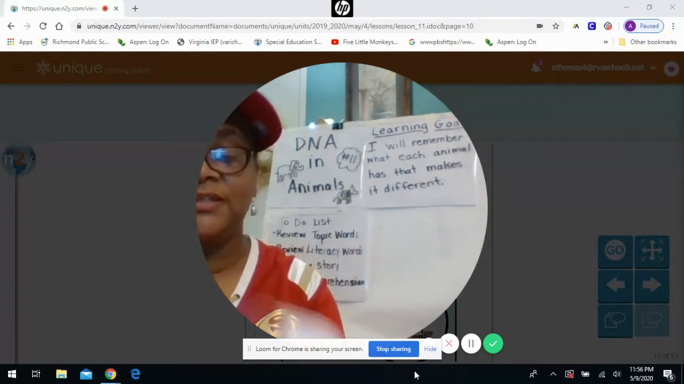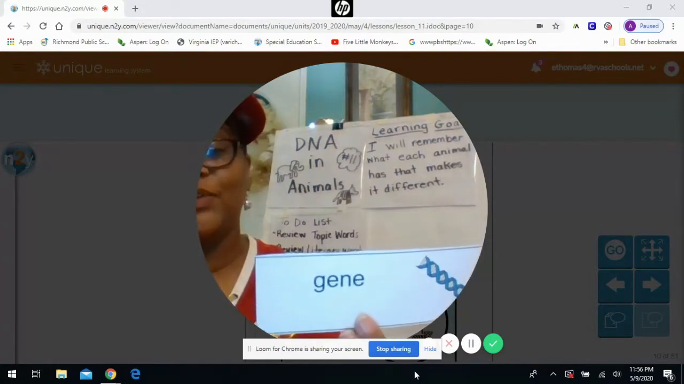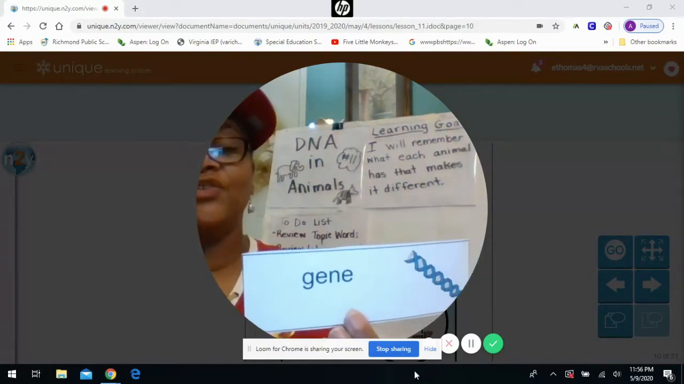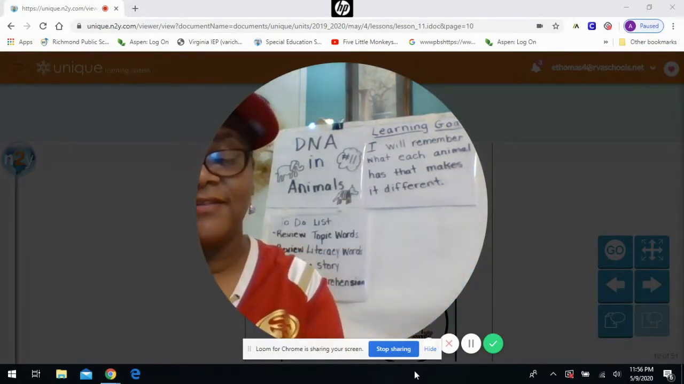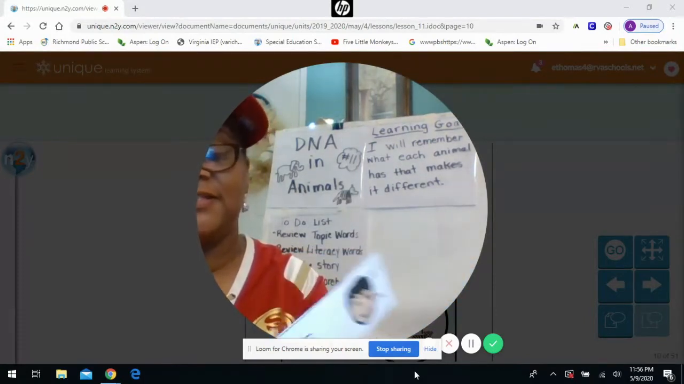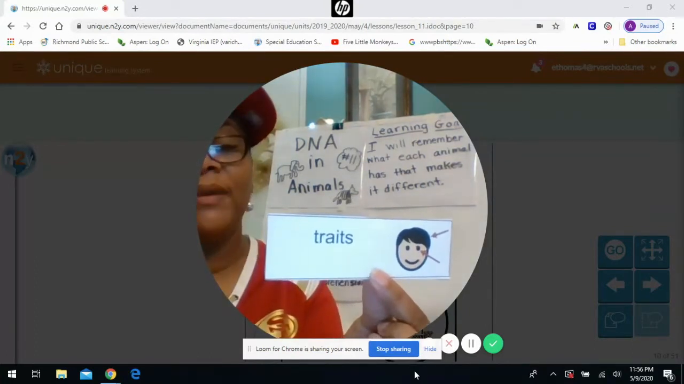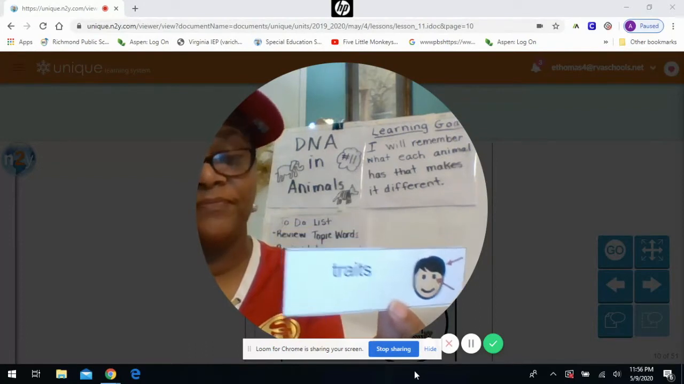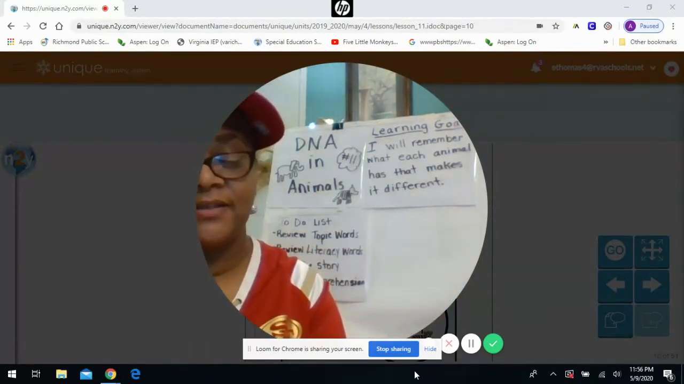This word, another word, is gene. The part of the DNA on a chromosome that tells us who we are, the color of our hair, the color of our eyes. Then we have what? Traits. Traits are what makes us different from another person. You may have green eyes and I have brown eyes.